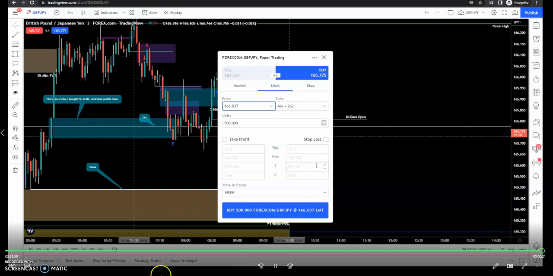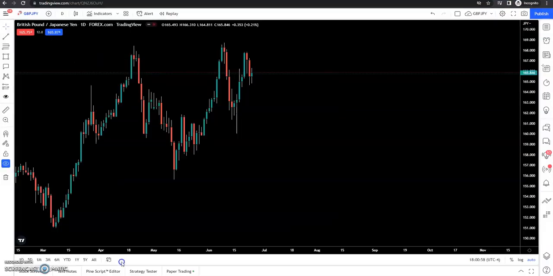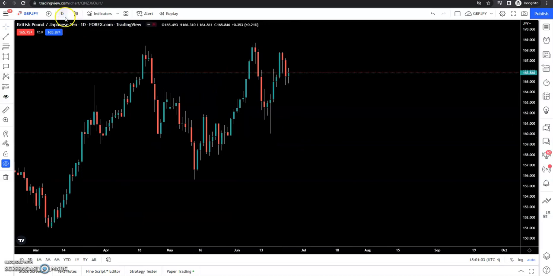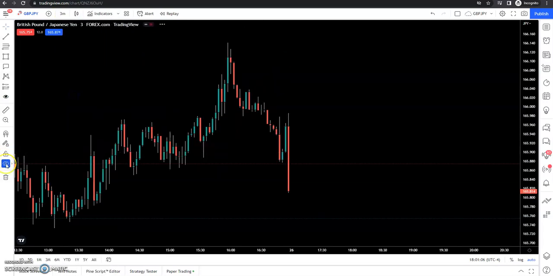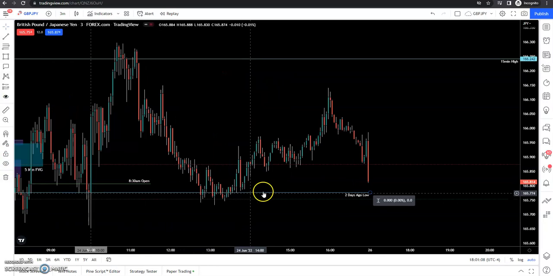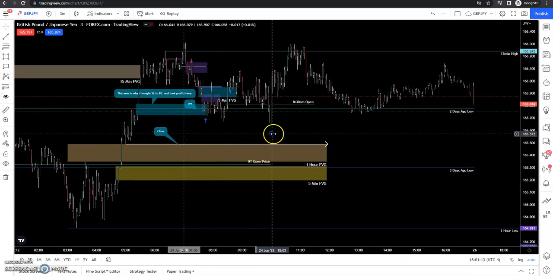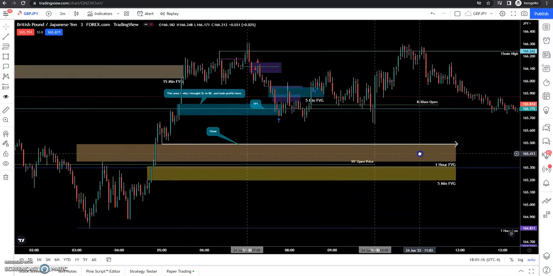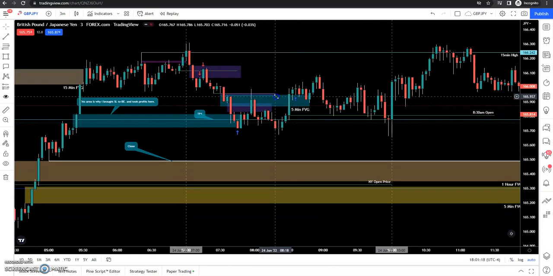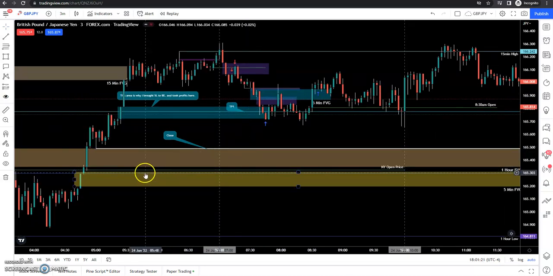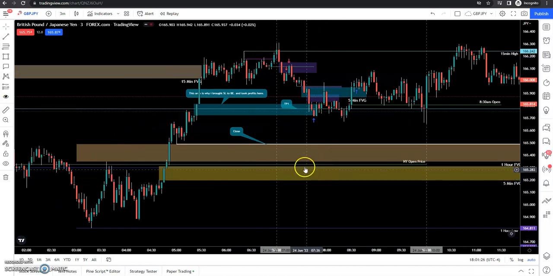So we jump into TradingView. You will see, okay, so this is the daily chart. We'll actually do the analysis first before we look at what we're thinking. So there's 7, there's 10, New York. We've got New York open here. We've got a 5 minute fair value gap. We've also got a 1 hour fair value gap that hasn't been touched.